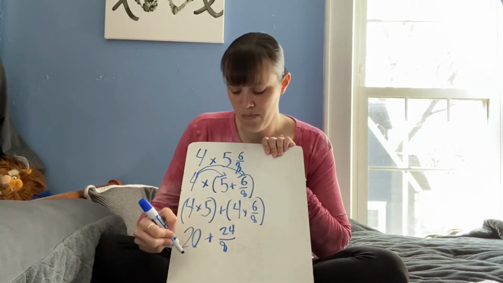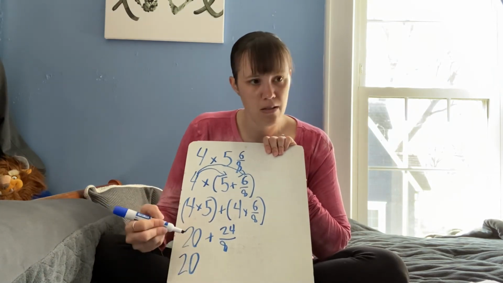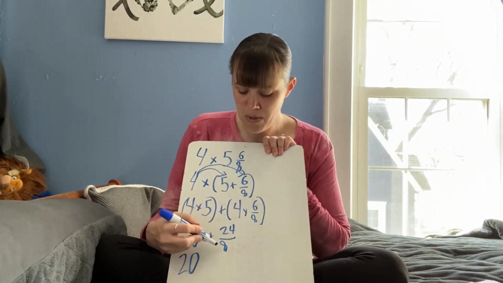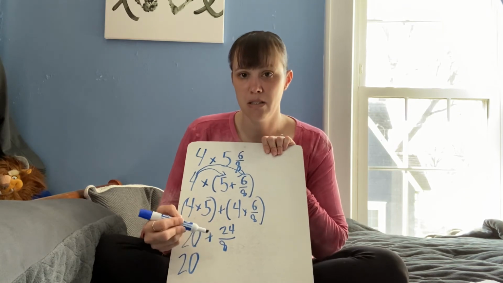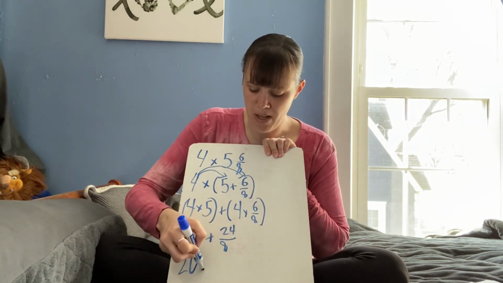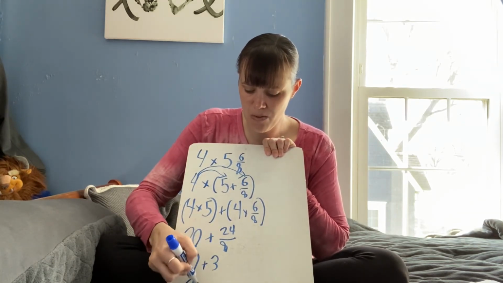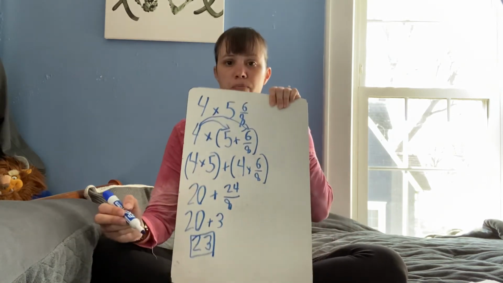Okay, 4 times 5 is 20 plus 4 times 6 is 24/8. Oh, Izzy's at the door. Skip count by 8s. 8, 16, 24. So 24 divided by 8 is 3. So we get to end with a whole number, a mixed fraction.